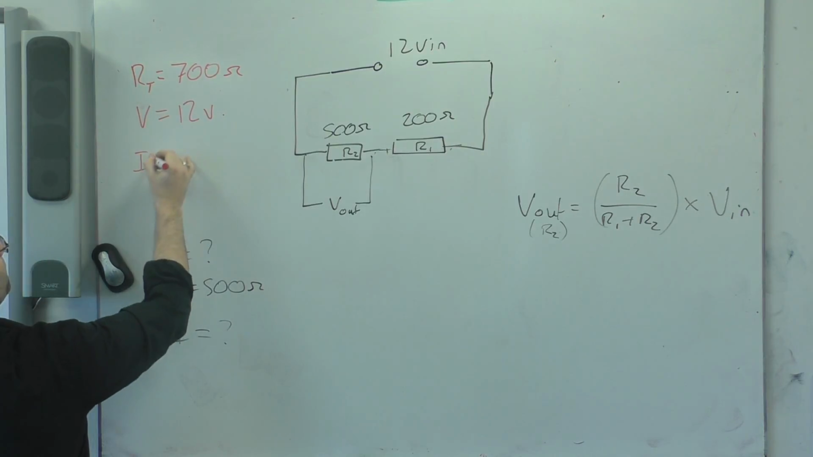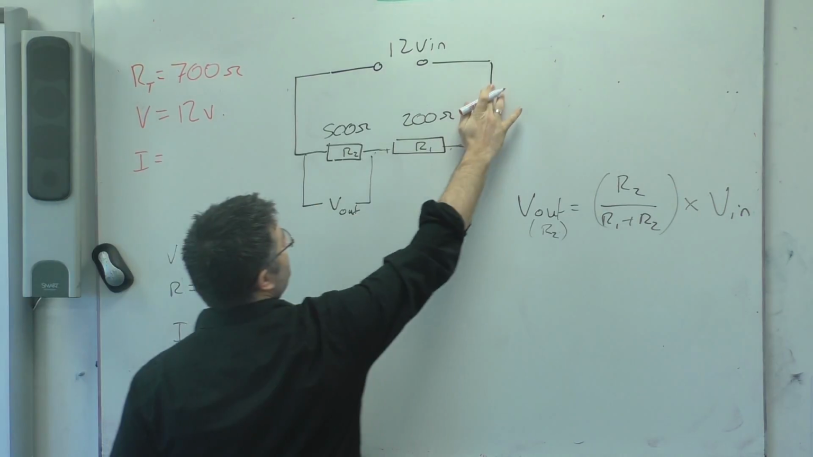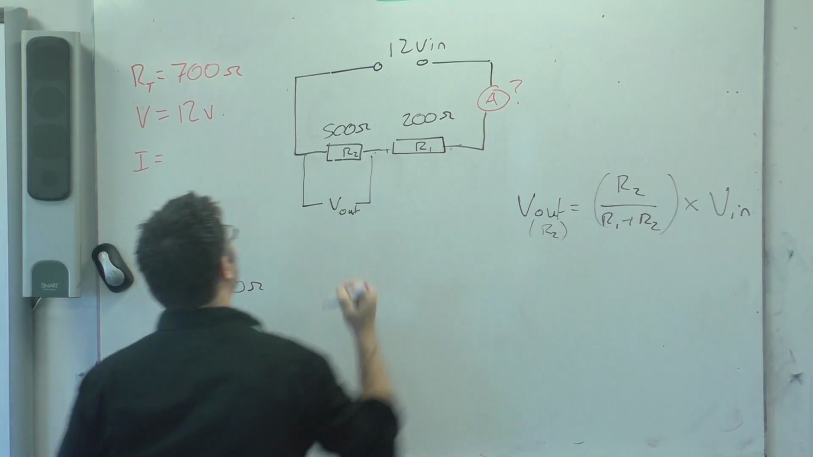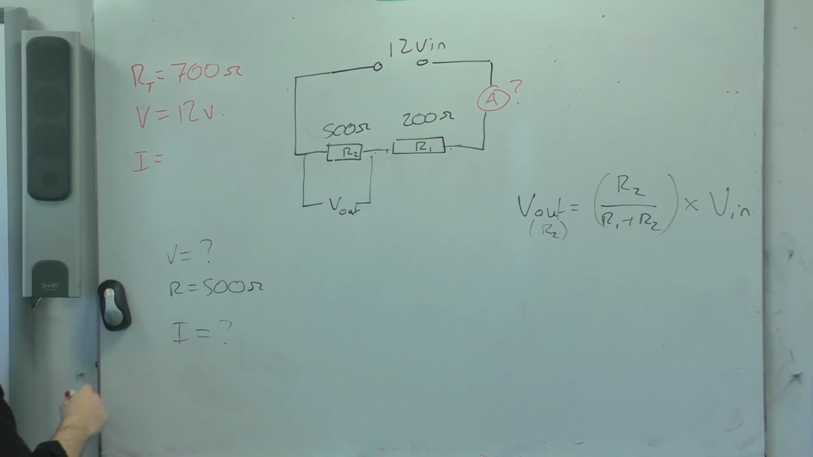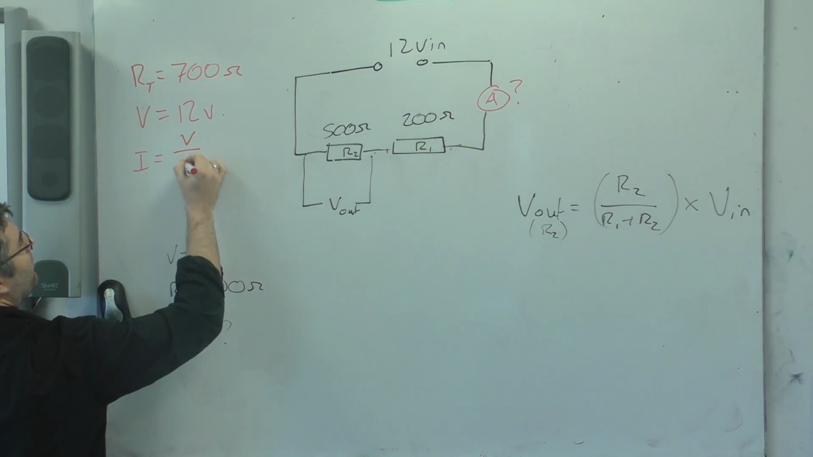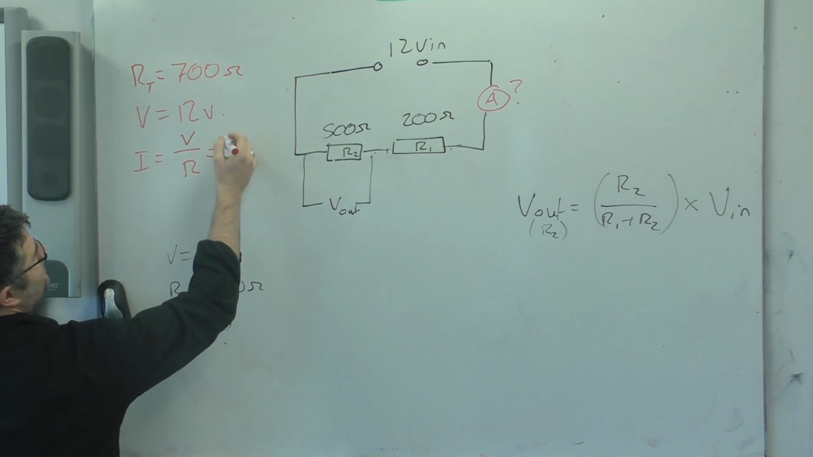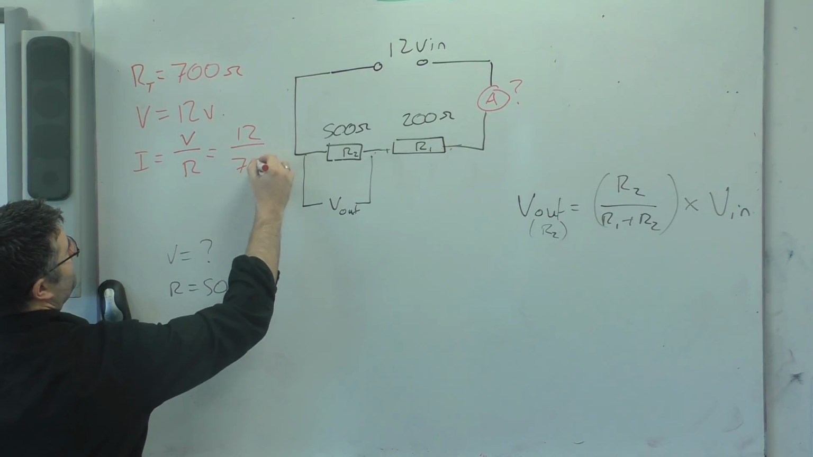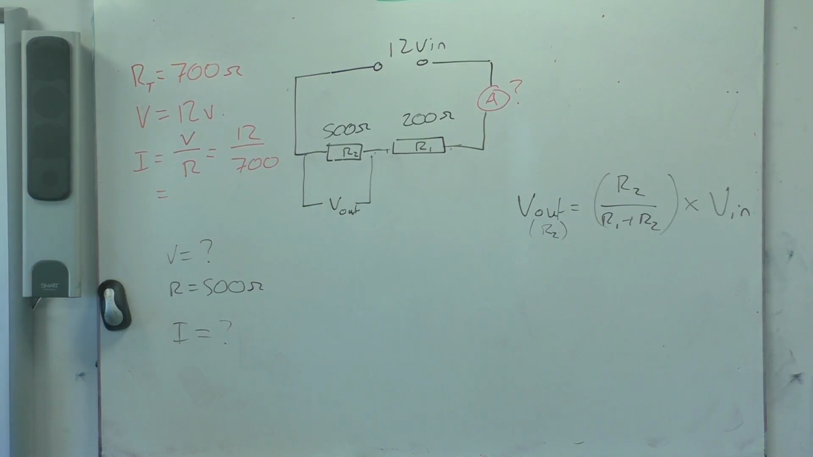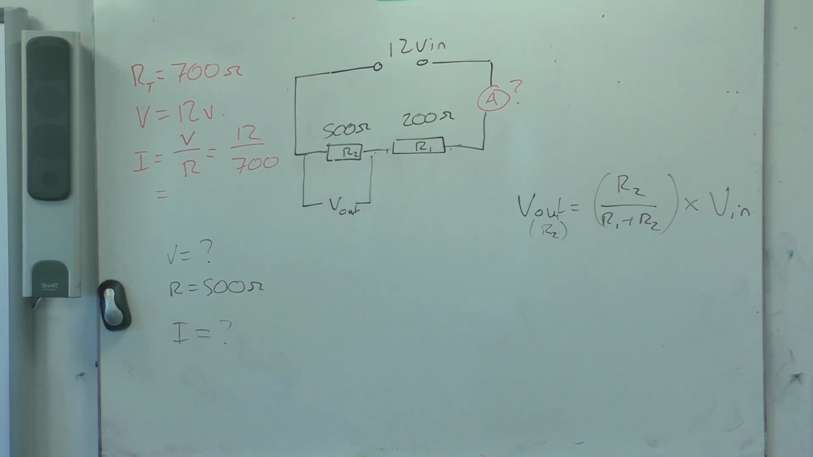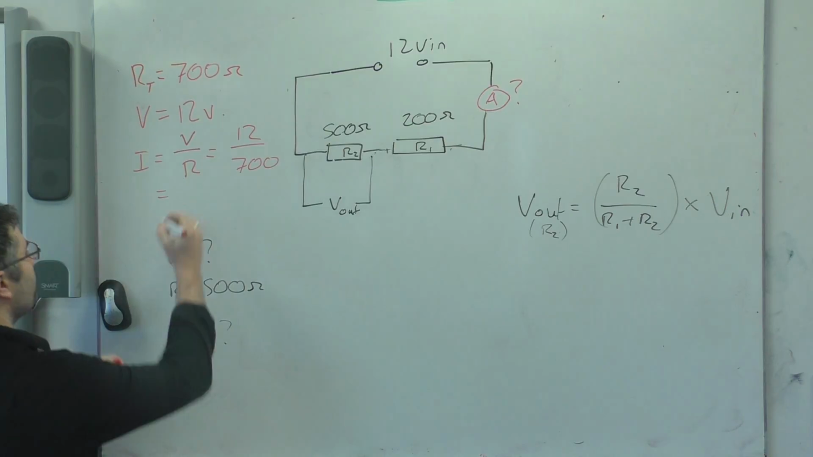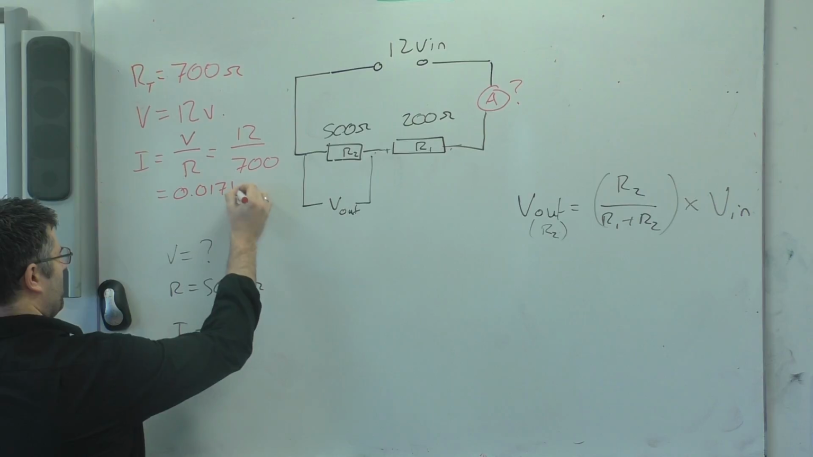What can I work out? Well, I can work out the current that is going to be running through this circuit. So how do I work that out? Well, Ohm's law is V equals I times R, so V over R will equal the current, which in this case is 12 over 700. And that's going to give me a current of, when I work it out, 12 divided by 700 is 0.0171. So 0.0171 amps.